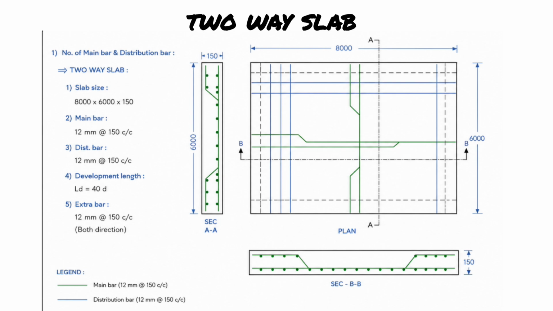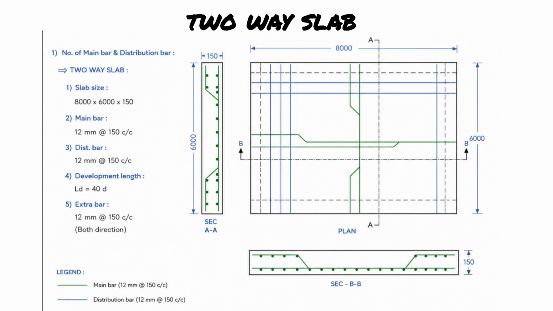Now let's start the BBS part. Here the longer span is 8000 millimeters and shorter span is 6000 millimeters. The ratio is less than 2. This means it is two-way slab.